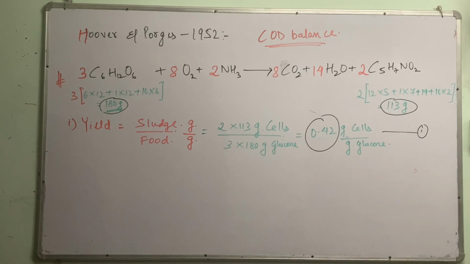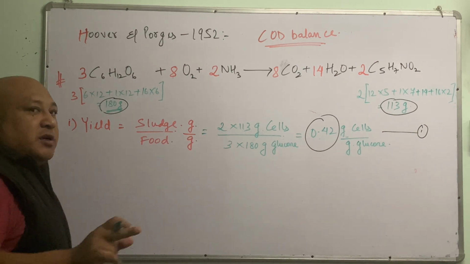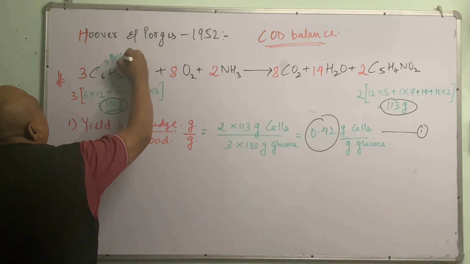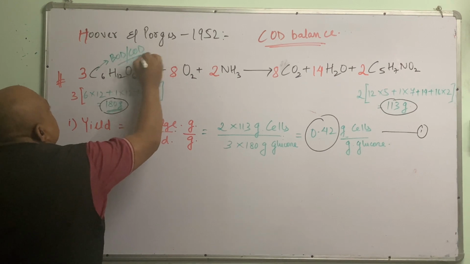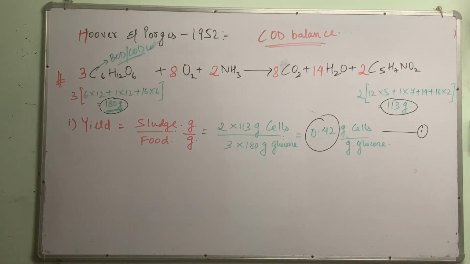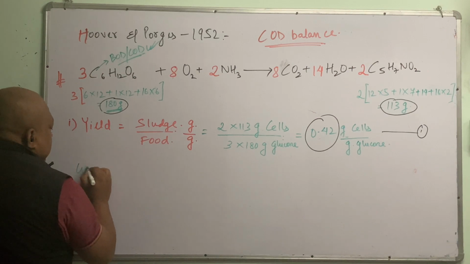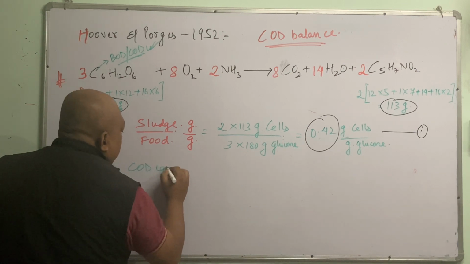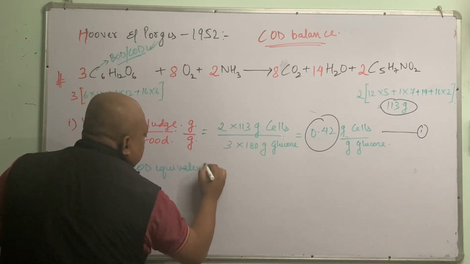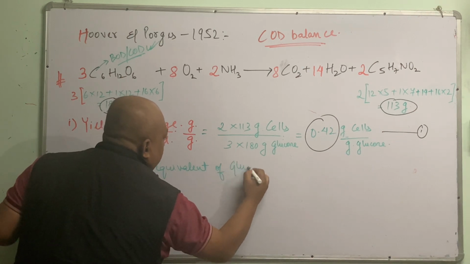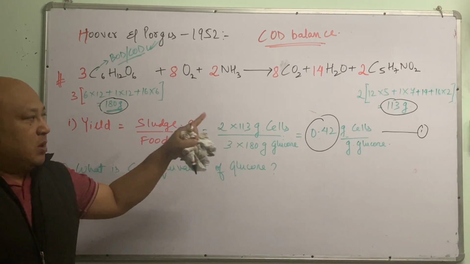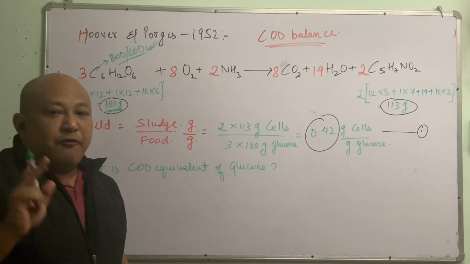So, the basic terminology is this: glucose we will convert into COD, because this is either the BOD food or the COD. So, let's use the terminology COD. Then the question asks, what is the COD equivalent of glucose? Already you have the answer. That is 0.42 grams of cells will be produced for every gram of glucose consumed.